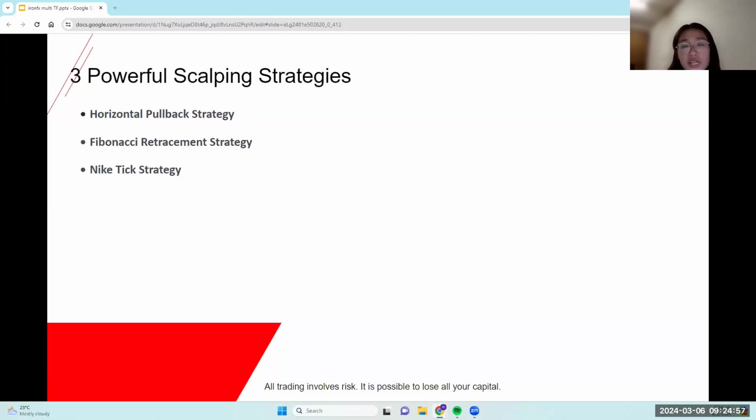Now let's look at the three powerful scalping strategies. Firstly, we have the horizontal pullback strategy. Then we have the Fibonacci retracement strategy. And lastly, the Nike tick strategy.